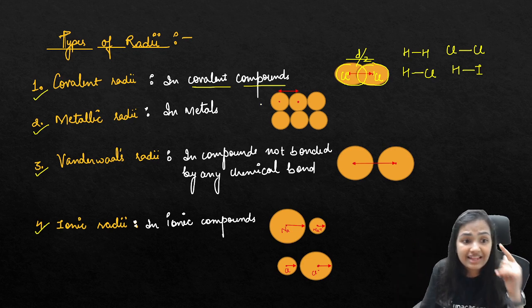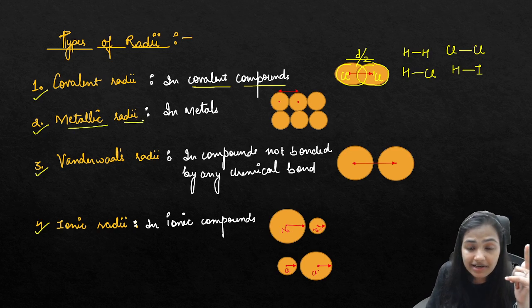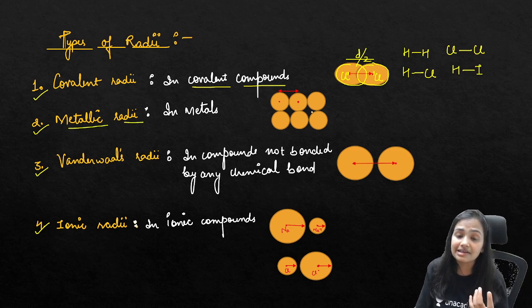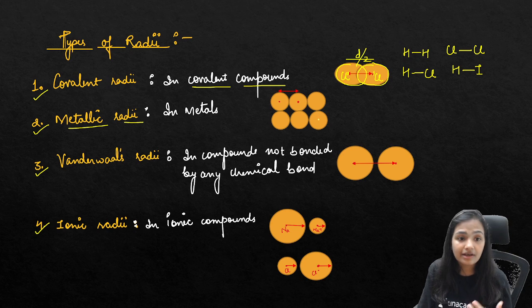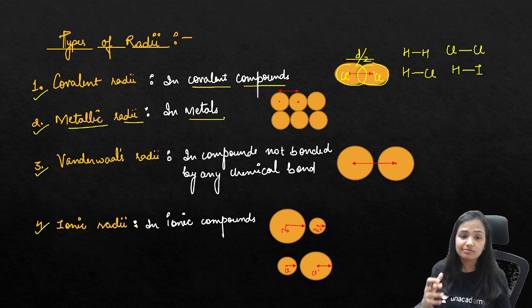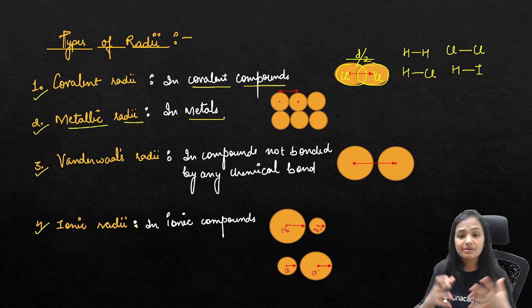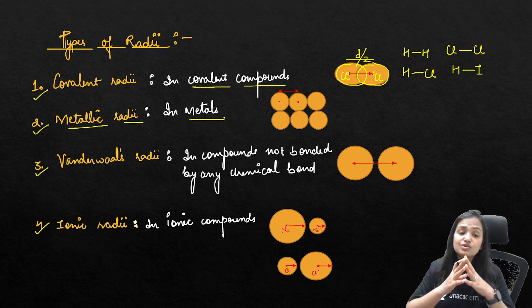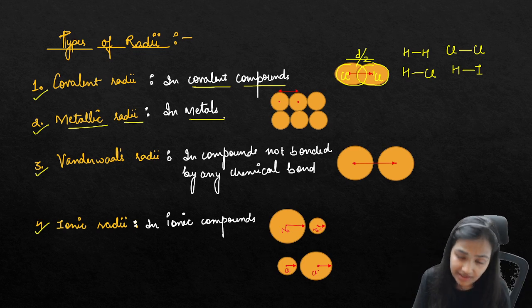Got it? Now, what do you mean by the metallic radii? Metallic radii can be seen in the case of metals. We do have sodium, copper, cobalt, magnesium. So we have so many metals in the periodic table.